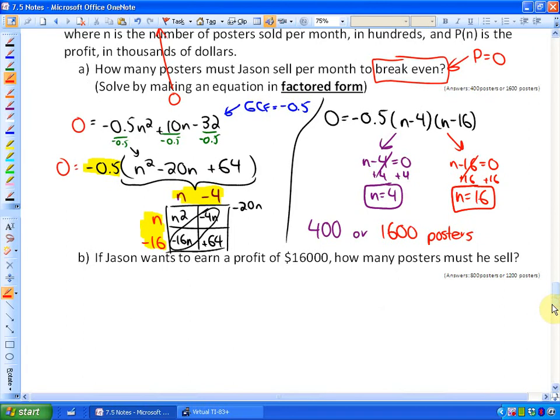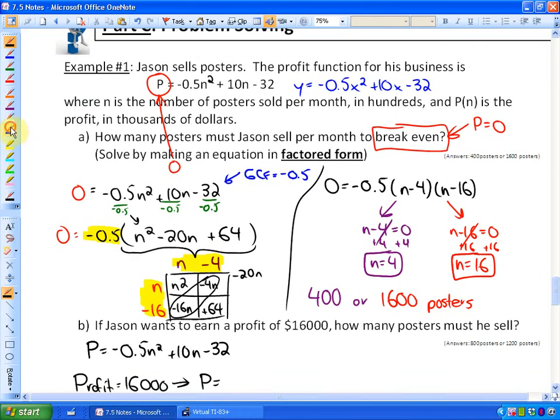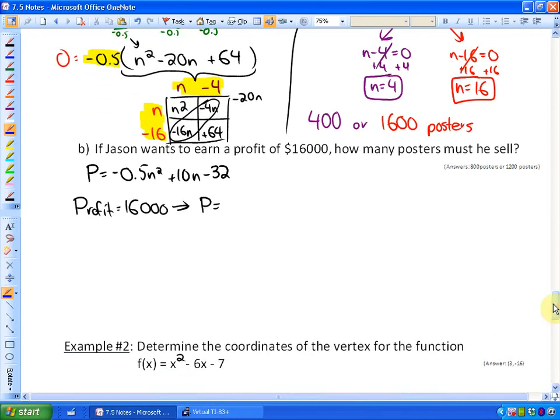It says if Jason wants to earn a profit of $16,000, how many posters must he sell? Now in this question, since your profit is equivalent to negative 0.5 n squared plus 10n minus 32, in this case it's a profit of $16,000. If you look here, it says that the profit, or P, is the profit in thousands of dollars. So in this case, what we would substitute is not the profit being 16,000, but the profit being 16, because P is represented in thousands of dollars.